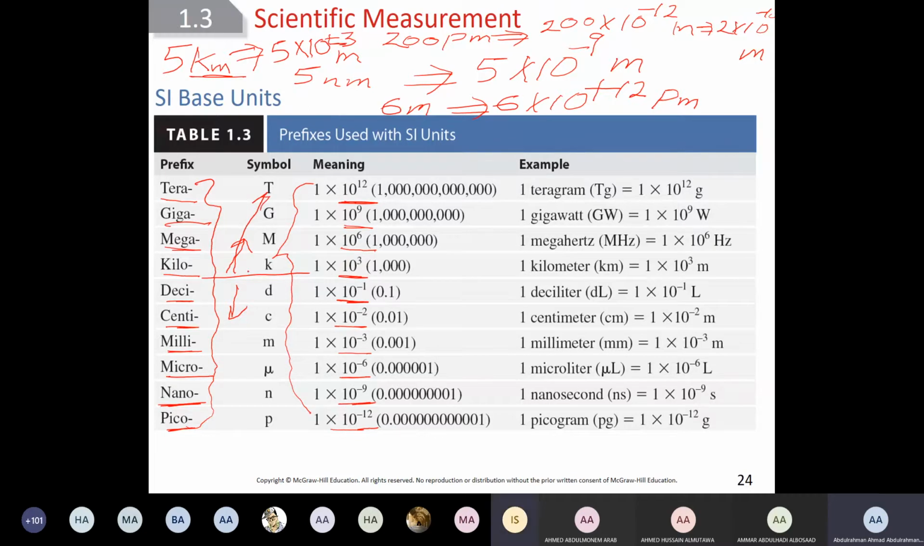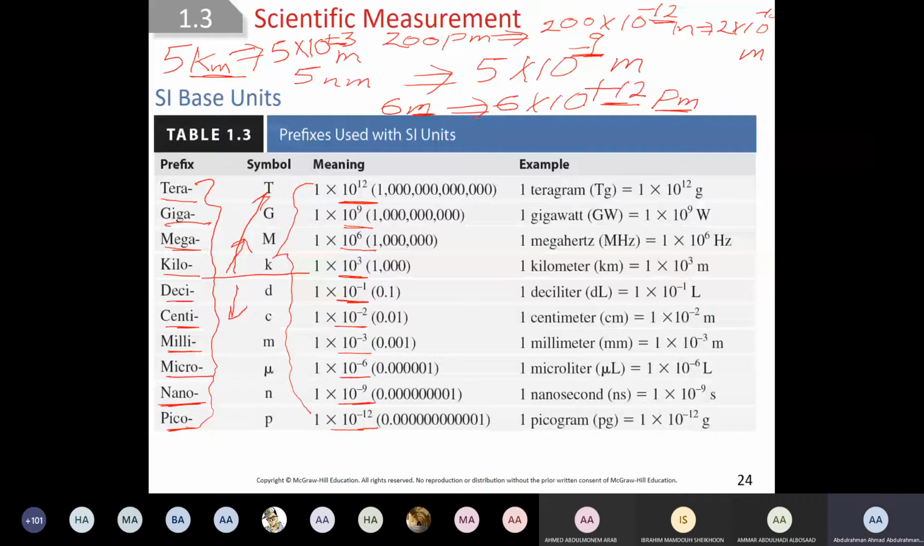Picometer and below are less than a meter. We have to multiply by a power of minus, not a power of plus. Is this clear? Picometer, and you multiply by plus, because I'm changing from meter to picometer. If I want to change picometer to meter, I have to multiply by 10 to the power minus 12.